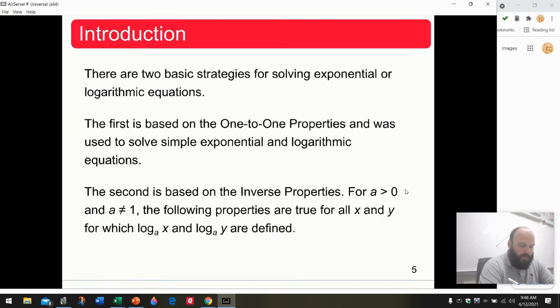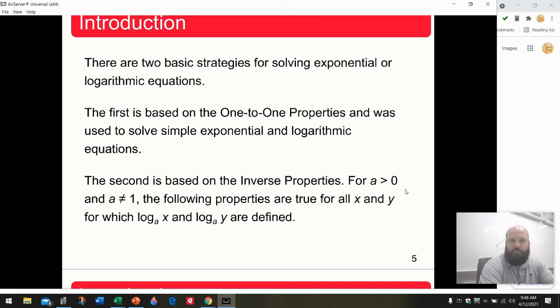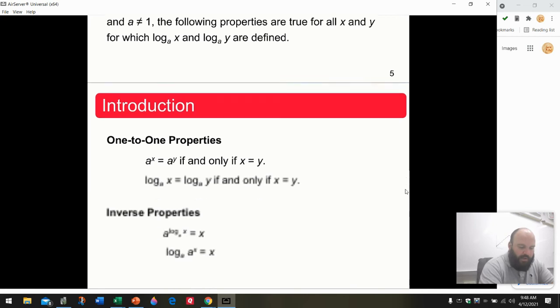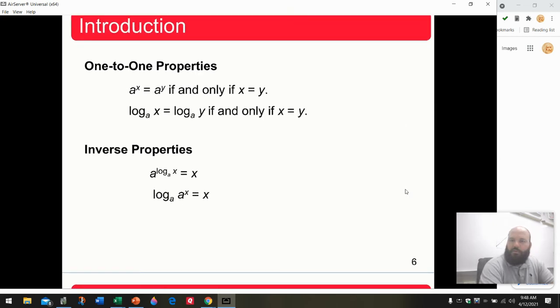So the two basic strategies for solving exponential or logarithmic equations. The first one is to use the one-to-one property. And we actually used this property back in probably the first or second section when we covered this. But I'm going to go back over that just to make sure people understand how that works. The second one is using the inverse property. And what we'll do is get x and y equal to each other if we can get it rewritten so they both have the log with the same base. So you'll kind of see how they both work as we work through here. But these are the two properties we're going to concentrate on today, which are the one-to-one property and the inverse property.